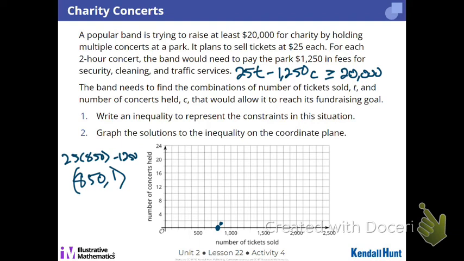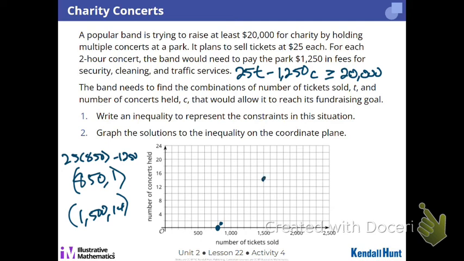What about 1,500, 14? Let's see. So 25 times 1,500 minus 1250 times 14. Yeah, that works. So 1,500 tickets sold, and if you have 14 concerts, that works too.